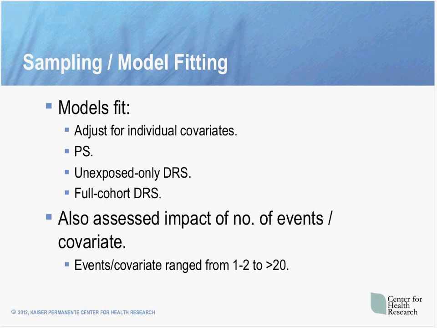The other thing we assessed, an important topic, was the impact of the number of events per covariate. So we looked at a situation where we had few events per covariate, which is more the rare event situation, versus where you had a large number of events per covariate.